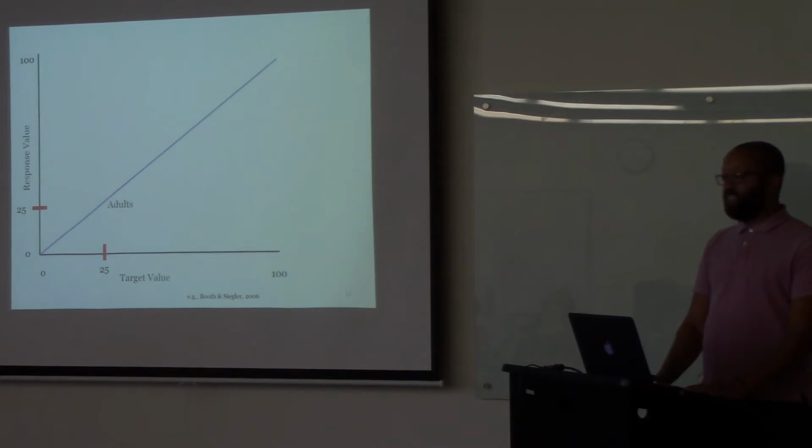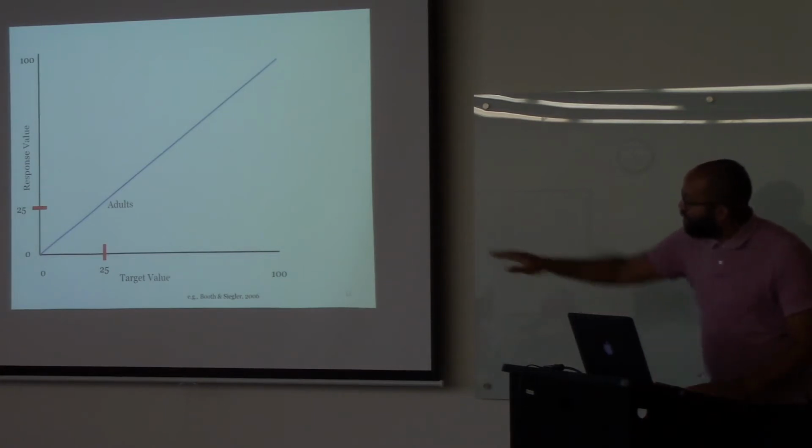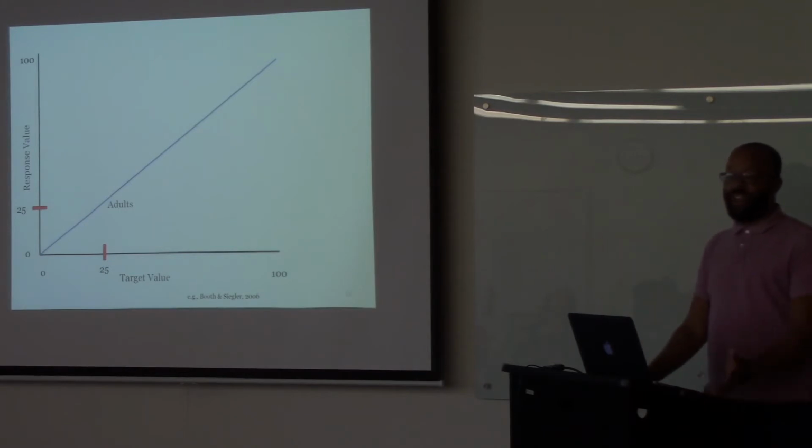So when you look at the data, this is the way you draw it. On the horizontal axis is what the target value actually is. The vertical axis is where you actually put it. Most adults are near perfect. You're not exactly perfect, but you're close. If I give you 25, you'll roughly put it where 25 goes. So adult data basically looks like a straight line.